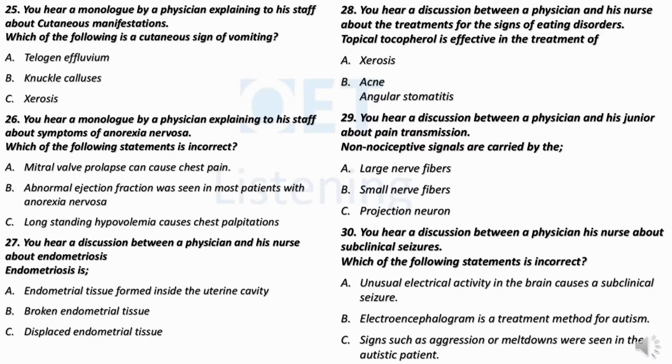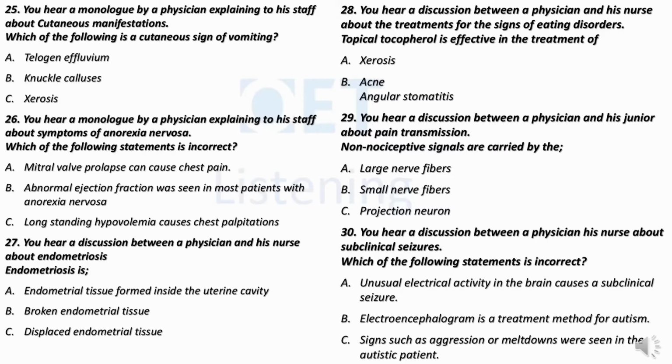Hello, doctor. When do subclinical seizures occur? Well, subclinical seizures occur due to unusual electrical activity within the brain. Often, the symptoms are unnoticed, even by the patient. The only method to detect subclinical seizures is performing an electroencephalogram to measure the electrical activity of the brain. That can capture the seizure activity.